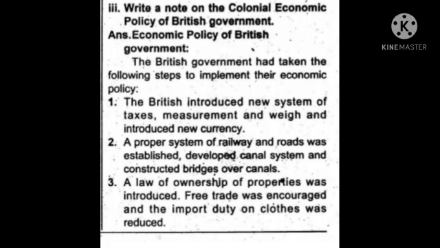Number 2 is: a proper system of railways and roads was established, a canal system was developed and bridges were constructed over canals. Number 3 is: a law of ownership of properties was introduced, free trade was encouraged and the import duty on clothes was reduced. Number 4 is: the government improved the system of civil services.